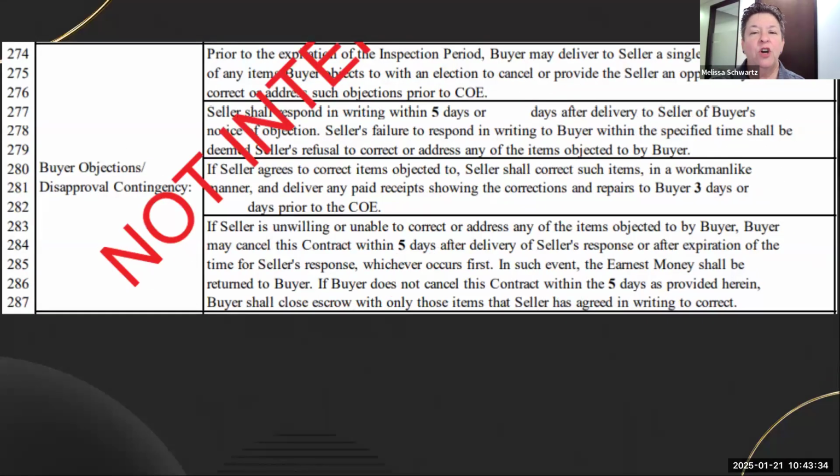Buyer objections. Buyer may deliver to seller a single signed notice of any items buyer objects to with an election to cancel or provide seller an opportunity to correct or address sub objections prior to close of escrow. Same as what we're currently dealing with, right? You have one shot to request your repairs, right? Seller then has 5 days to respond.